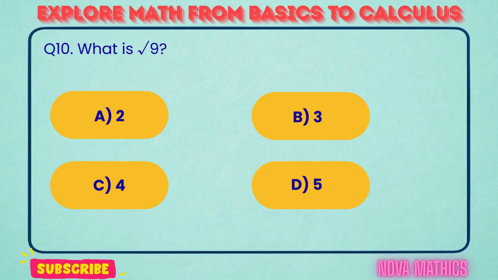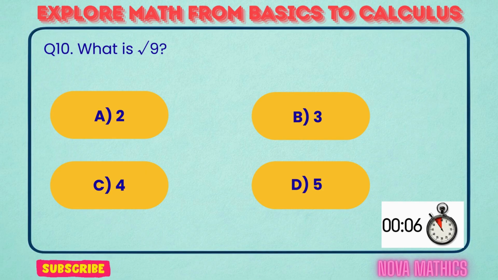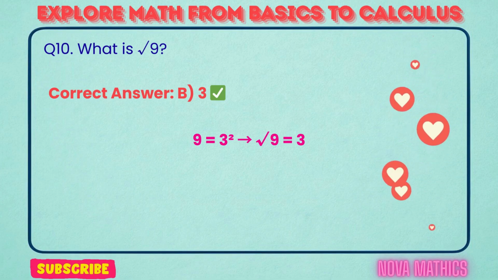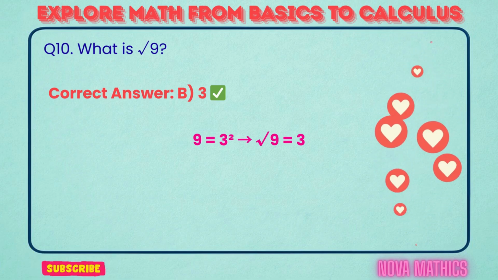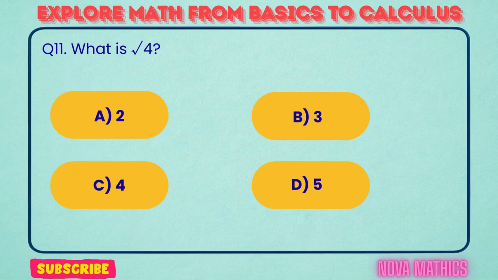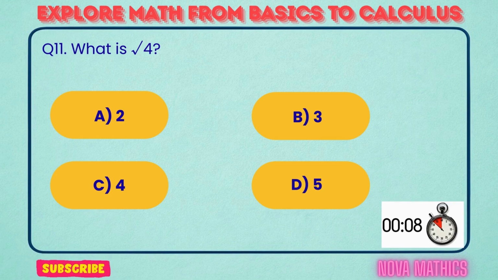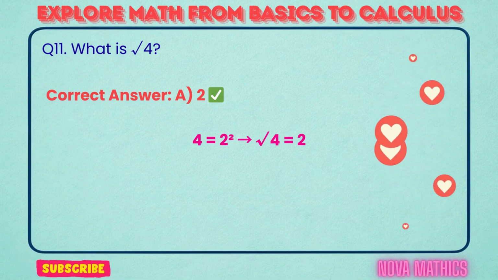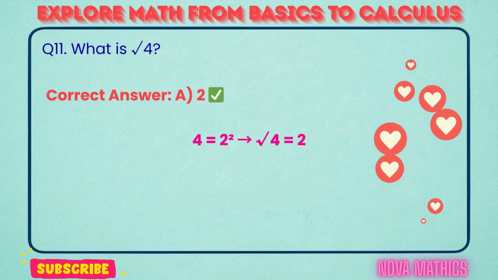10. What is the square root of 9? Correct answer is 3. 3 squared is 9, so the root is 3. 11. What is the square root of 4? Correct answer is 2. 2 squared is 4, so the root is 2.